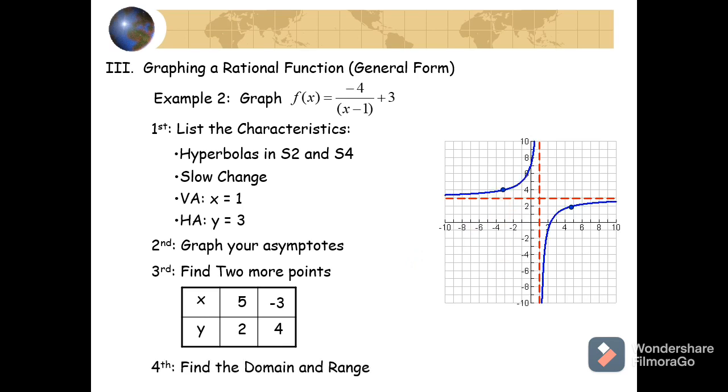Fourth step is to find the domain and range. Domain are all real numbers except x is not equal to 1. And range are all real numbers except y is not equal to 3.